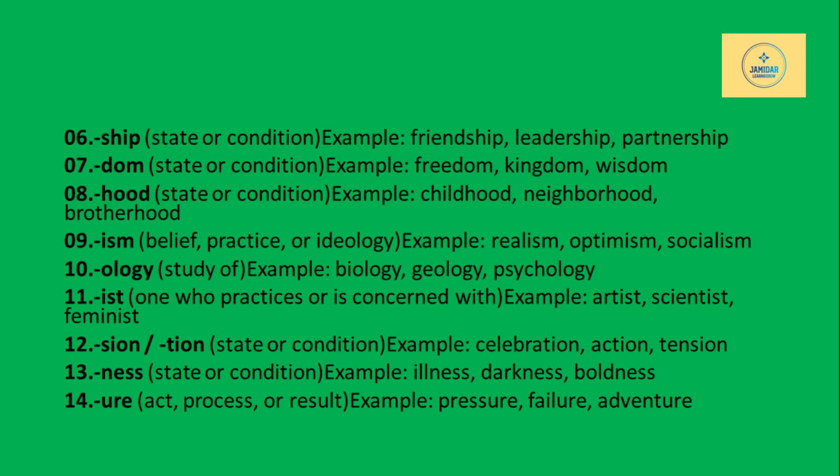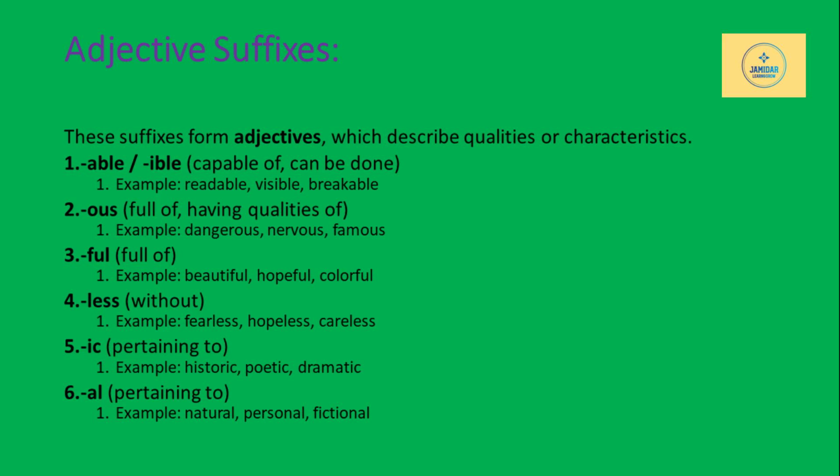Suffixes like ship, dom, hood, ism, ology, ness, and others form nouns that describe states, conditions, practices, ideologies, and results. These suffixes form adjectives, describing qualities or characteristics. Examples include able, ous, ful, less, ic, and ish.